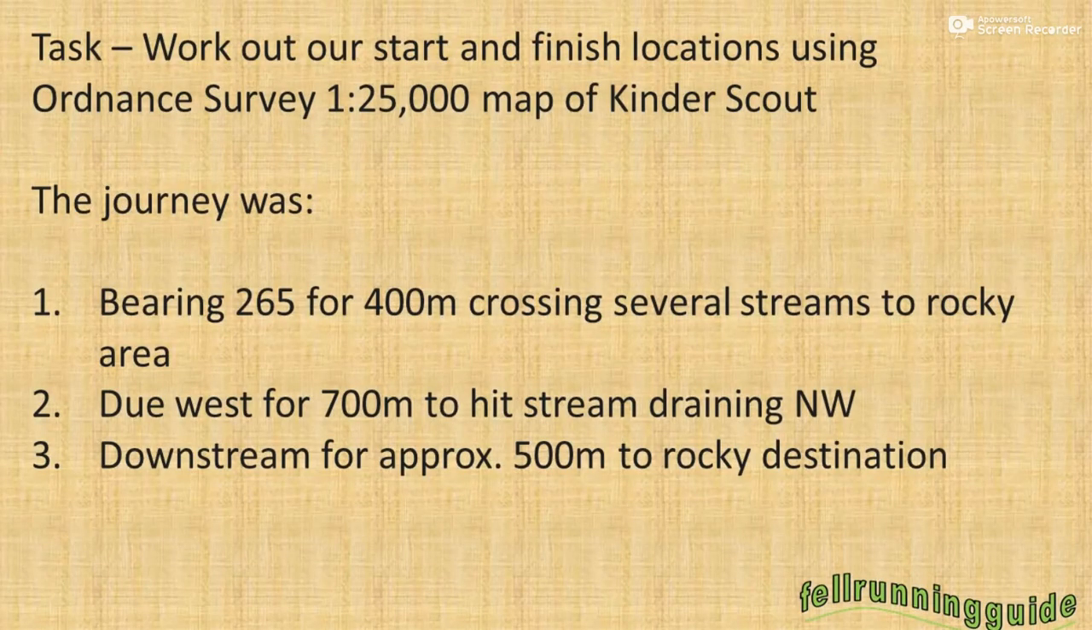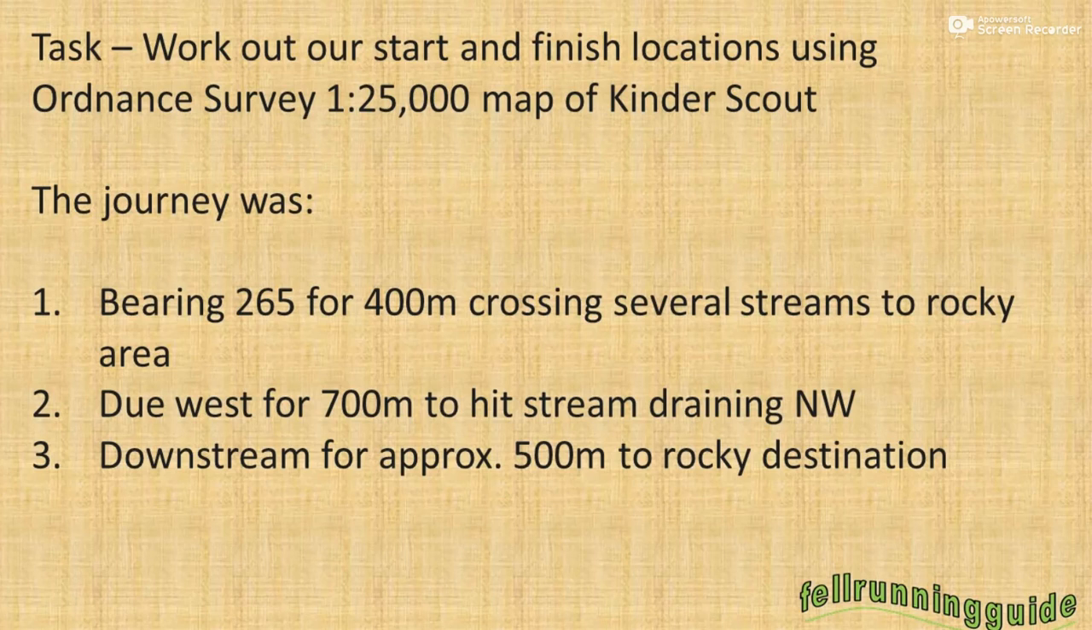Leg 1 is a bearing of 265 degrees, so just slightly south of west, for 400 meters, crossing several streams to a rocky area. Then from there we went due west for 700 meters to hit a stream draining to the northwest, and then followed that downstream for approximately 500 meters to our rocky destination.